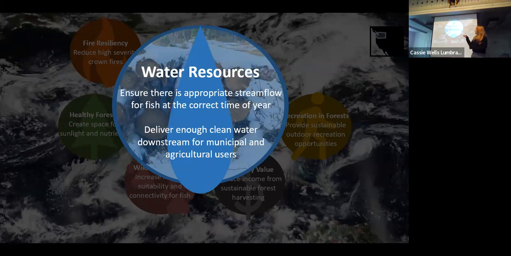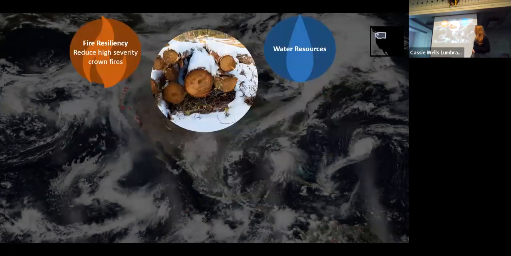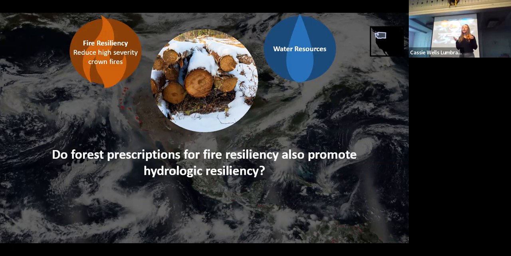So what we want to consider is we want to ensure that there is appropriate stream flow for fish, and we want to ensure that there's enough water for agriculture and other uses downstream. And when we're talking about fire resiliency and this water resources question, the big overarching question of this perspective is, do these forest prescriptions for fire resiliency also promote hydrologic resiliency?